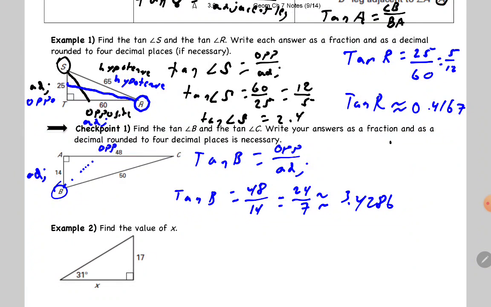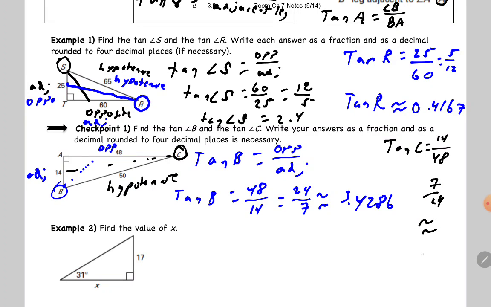Okay, now we want to do tangent of C. C is right here. Opposite is 14. The side next to it, but not the hypotenuse, is 48. The hypotenuse has always been this side. So I'll get 7 over 24, which is about 0.2917.